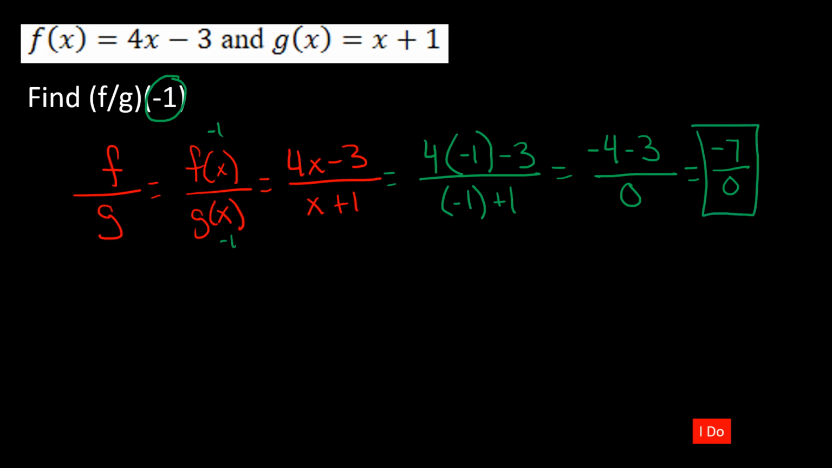Because we are dividing by 0, this is undefined. We cannot divide by 0. If it was 0 divided by -7, that would work. But in this case, 0 is the divisor, which is -7 divided by 0, which is undefined. Okay.